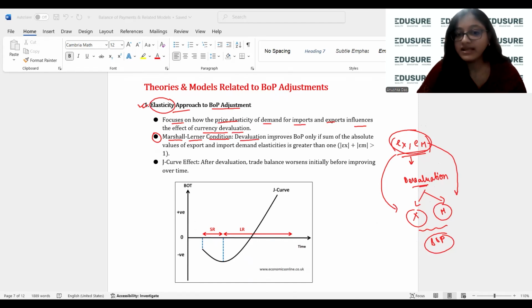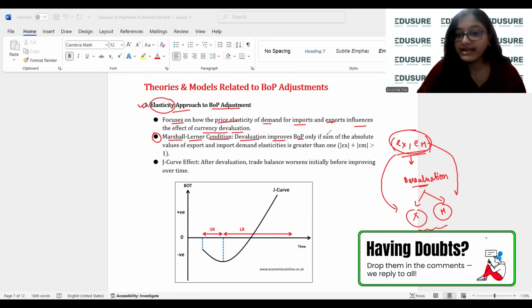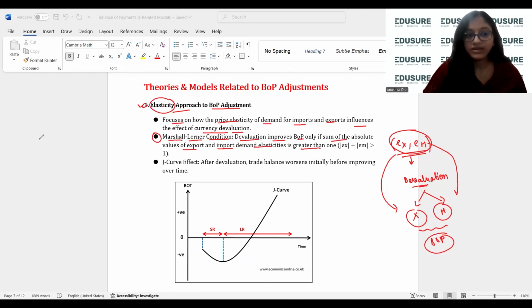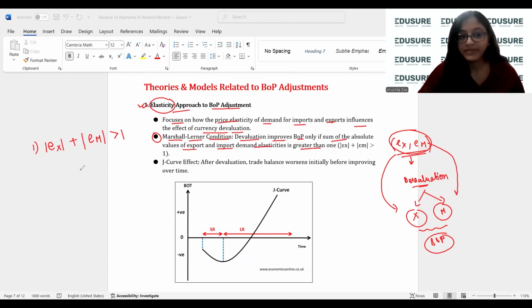So see, devaluation improves BOP according to the Marshall-Lerner condition. Devaluation will improve BOP only if the sum of absolute values of export and import elasticity is strictly greater than 1. So if you take the absolute value of the price elasticity of demand of export, and the absolute value of the price elasticity of import, if this summation is strictly greater than 1, then devaluation will improve BOP.